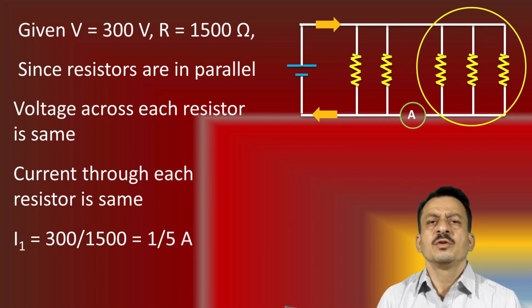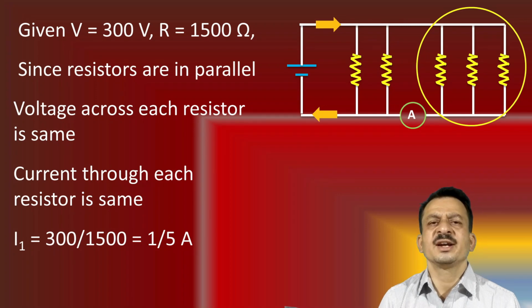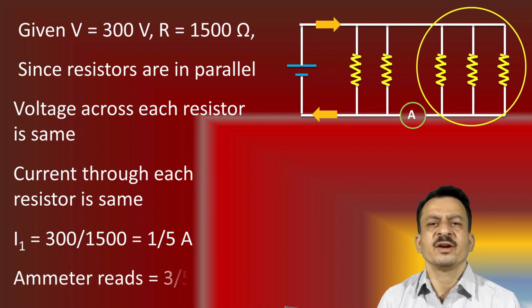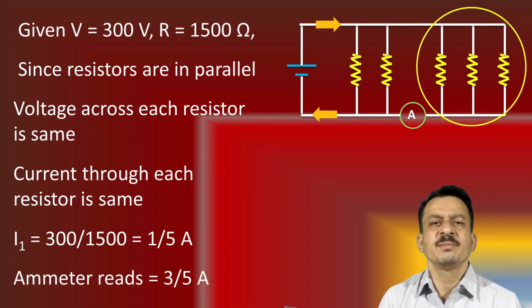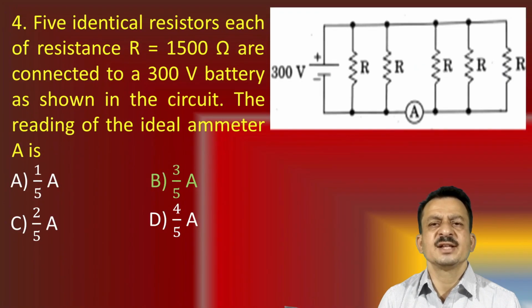So what is the reading of the ammeter? It is the current from the last three resistors. Current through one resistor is 1 by 5. Therefore, three resistors are connected in parallel. In parallel combination, the current gets added up. Therefore, 1 by 5 plus 1 by 5 plus 1 by 5, it is 3 by 5. Therefore, the ammeter reads 3 by 5 amps, and hence B is the right answer here, 3 by 5 amps. Next problem.